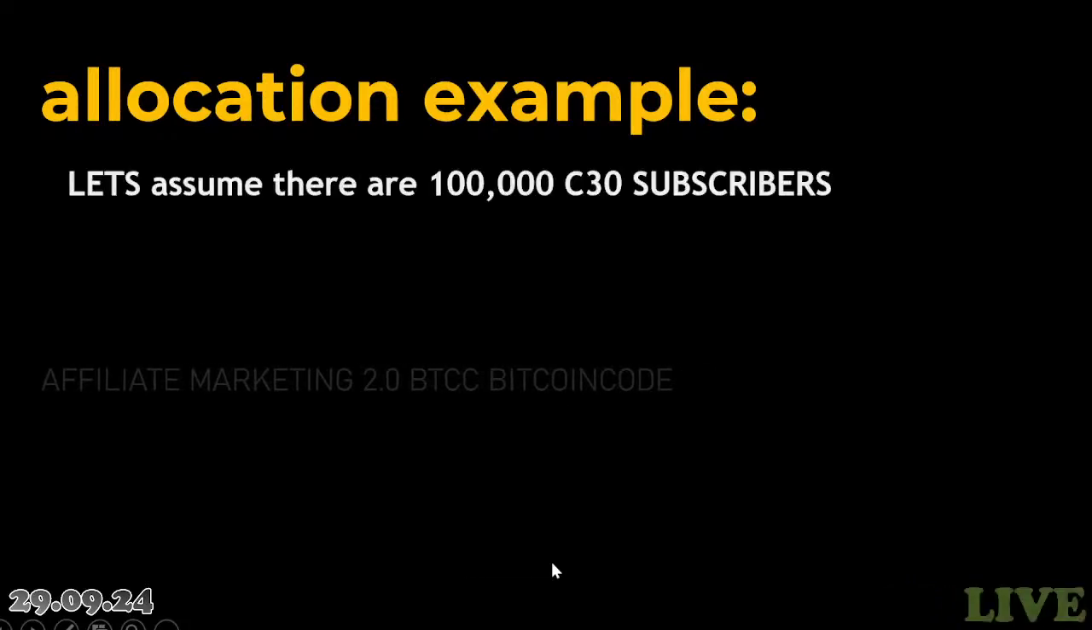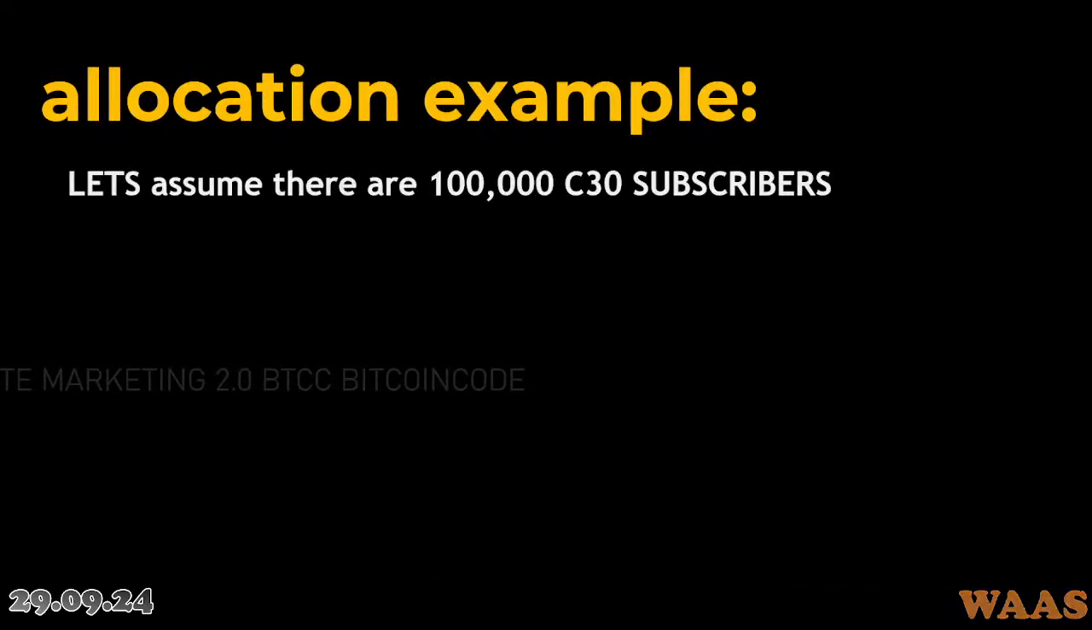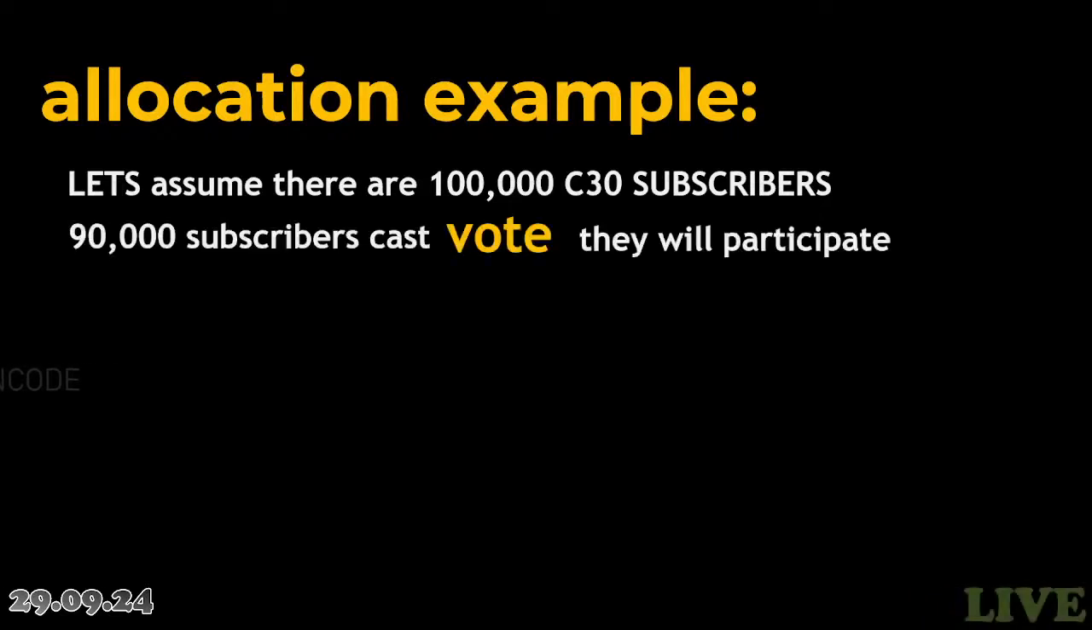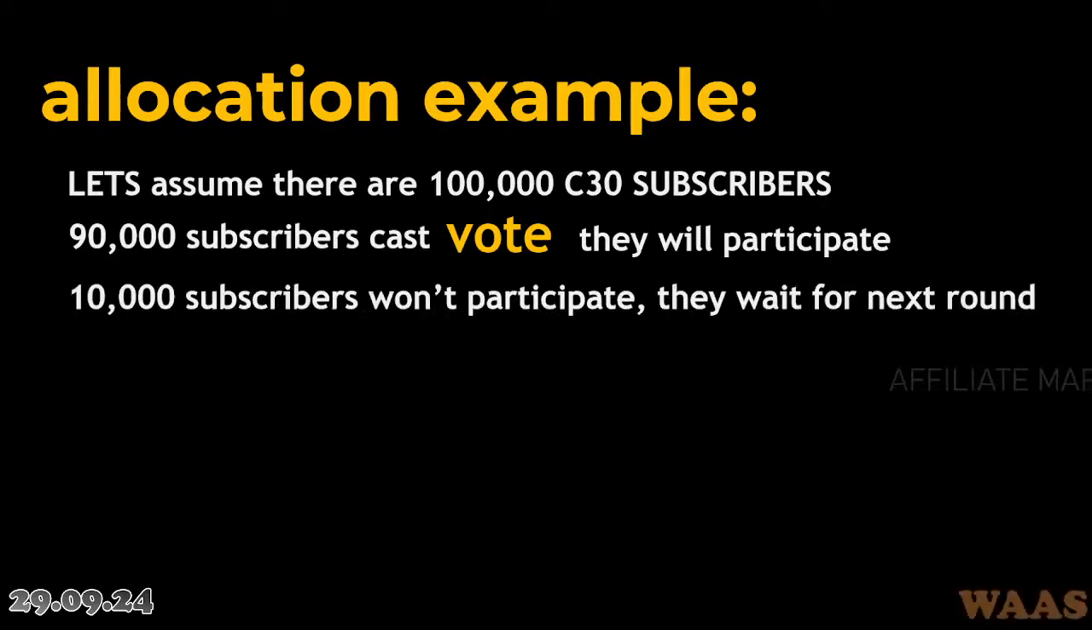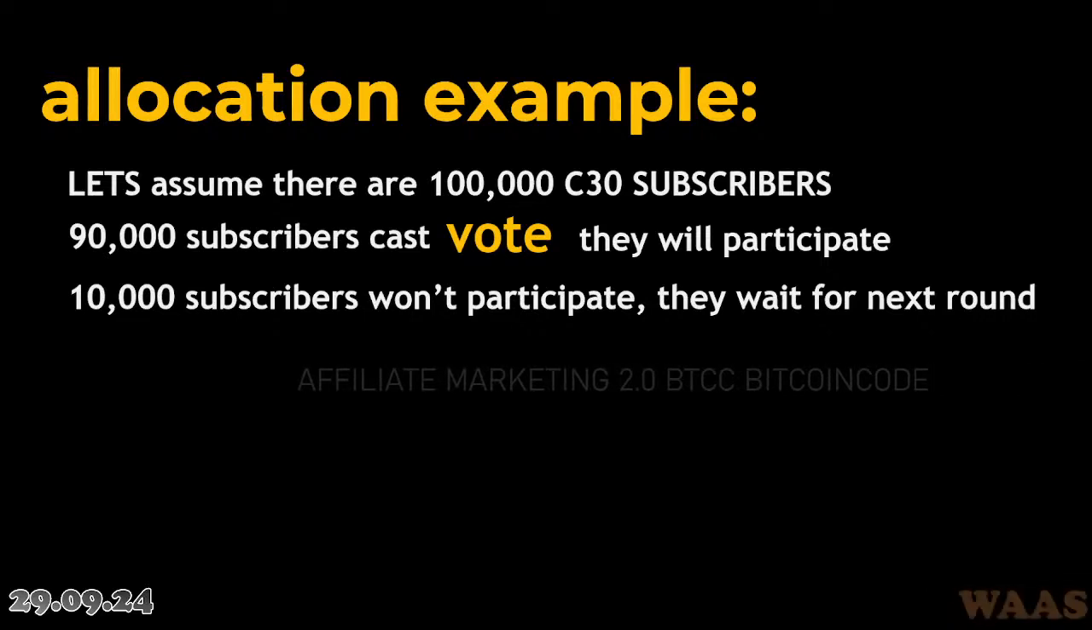Now let's take an allocation example. Let us assume we have 100,000 C30 subscribers. Everybody has bought a Capital 3.0 package. And whenever the allocation was available, only 90,000 subscribers cast their vote. So only 90,000 subscribers will be able to participate in that particular allocation. The remaining 10,000 will have to wait for the next allocation round. I hope this is clear, right? So anybody who casts a vote is ready for that particular allocation.